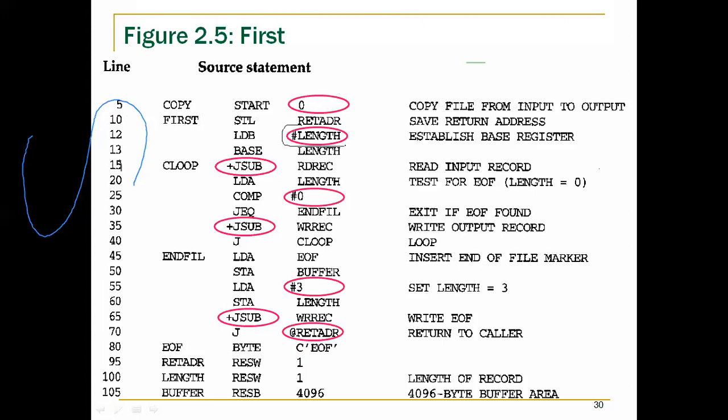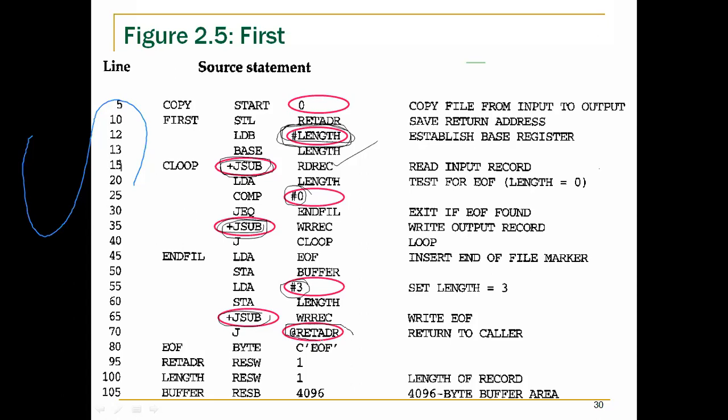Hash length is used, so some sort of immediate addressing has been used in this instruction. You can observe here plus JSUB. Plus means what? Extended instruction. So this is a format 4 instruction. Now hash 0, once again immediate addressing mode. So plus JSUB, once again an extended format instruction. Hash 3, once again immediate addressing, plus JSUB, extended format instruction.